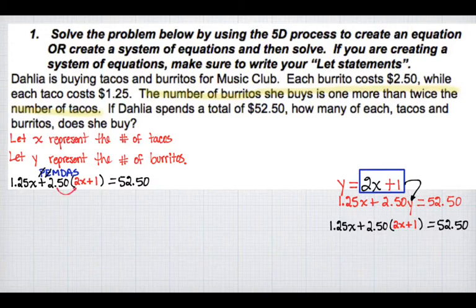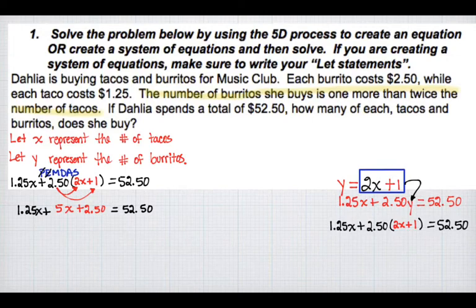So 2.50 times 2x is going to give me 5x, right? Because 2.50 times 2 is 5. And then 2.50 times 1 is going to give me, well, 2.50. So plus 2.50. At this point, I'm going to bring everything down. So I get 1.25x plus 5x plus 2.50 equals 52.50.